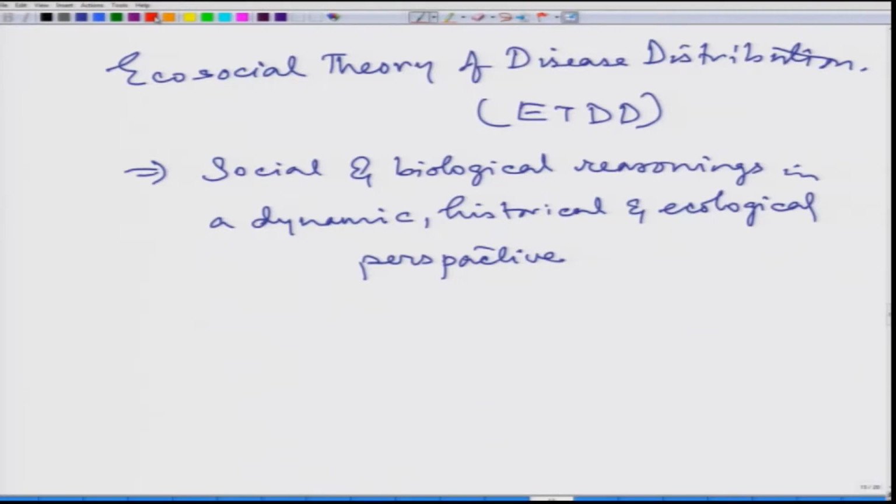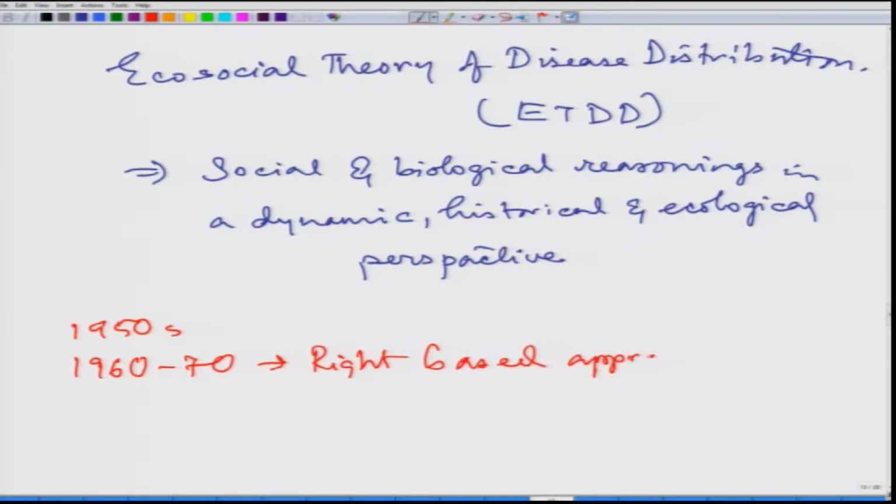Slowly, it started in the 1950s, and in the 1960s and 70s it started becoming a rights-based approach, that health is a right. So health education and disease prevention were given importance as compared to technology over here. Not basically the technology, maybe the technical evolutions.